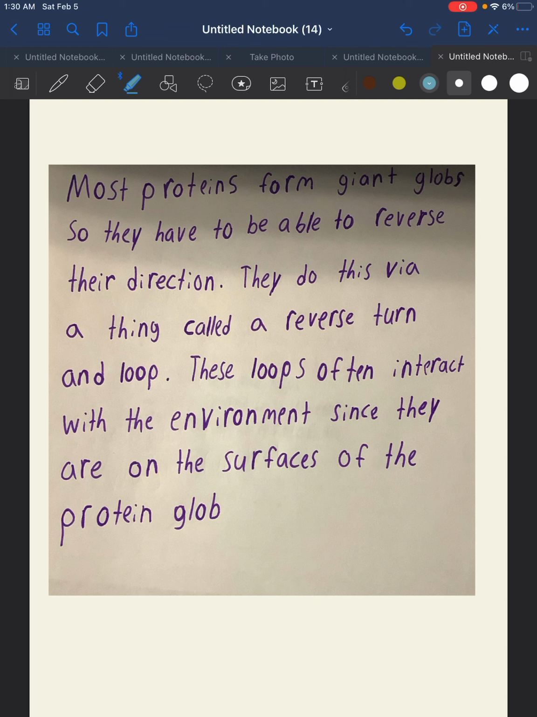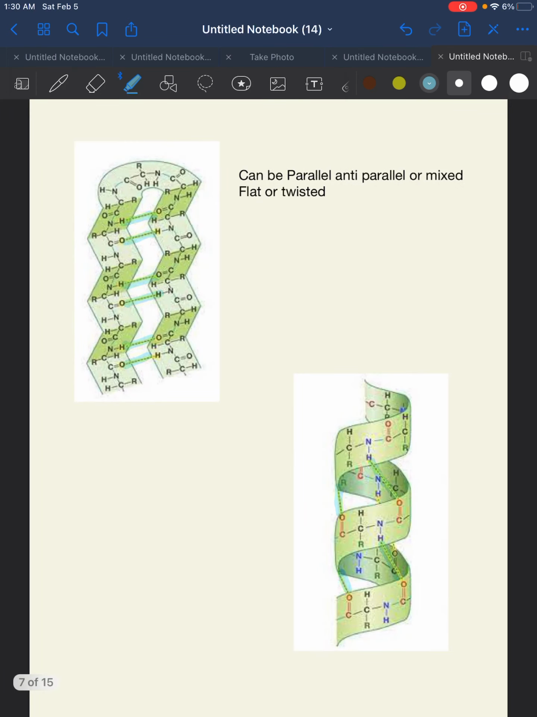And they have to be able to reverse and turn themselves and loop around in order to avoid running into each other. So they do this via something called reverse turns and loops. And this would actually be a reverse turn right here, because if it kept going, it might run into itself if there was, say, another polypeptide chain up here. So this would be what we like to call a reverse turn, because it reverses itself back around.